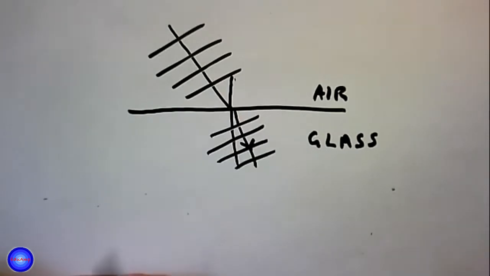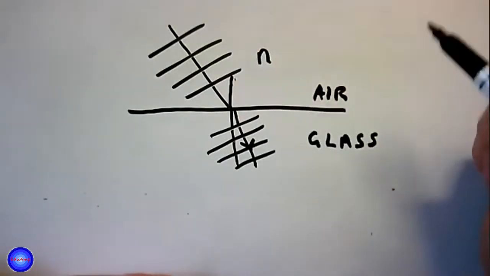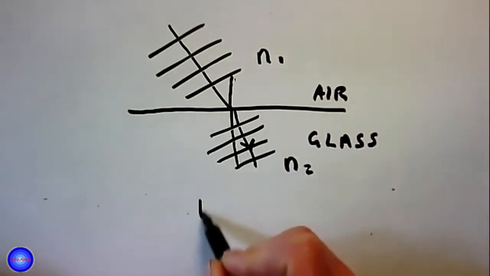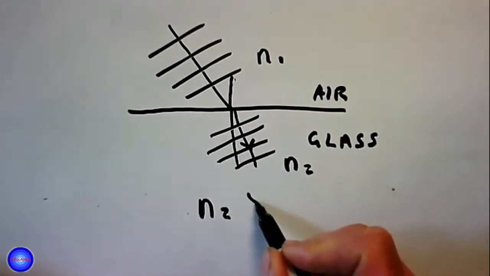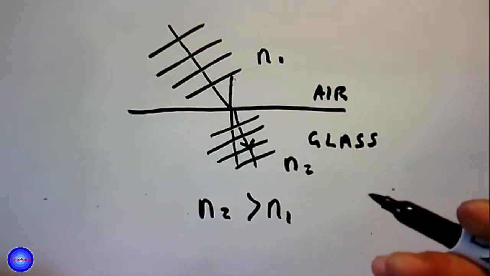Yes. What happens is you've got a refractive index, whatever it is, and we've been looking at N1 and N2, for example. If N2 is greater than N1, the wave will slow down.